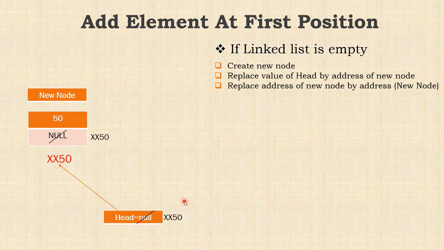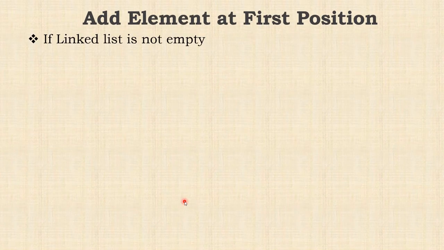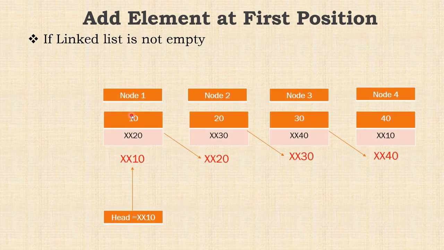And now we are going to see, if the linked list is not empty, then how can we do it? That means the head is pointing to something, and this is the linked list which we are going to take as an example. So we have node 1, node 2, node 3, node 4, and head is pointing to the first node. The first node is pointing to the second node, the second node is pointing to the third node, the third node is pointing to the fourth node. Inside the fourth node xx10 is there, so the fourth node is pointing to your first node.